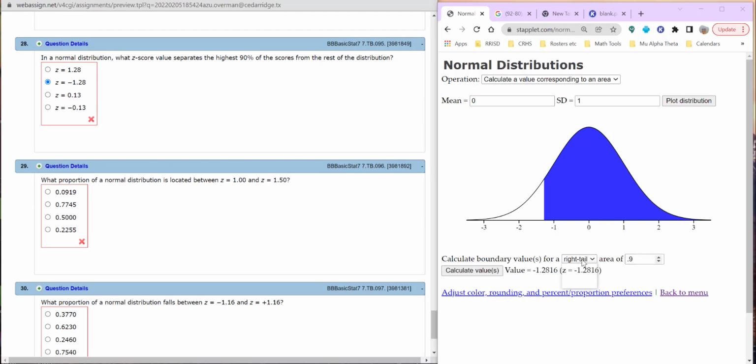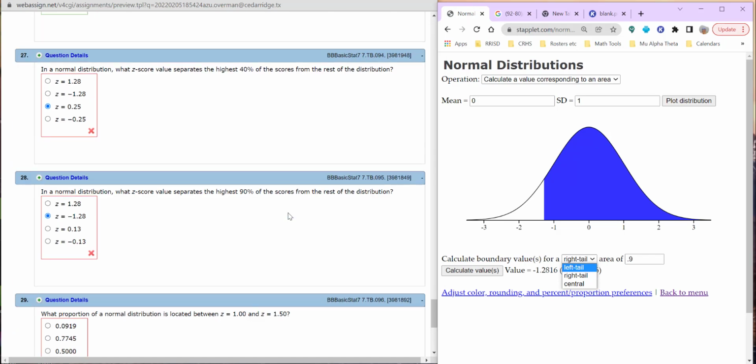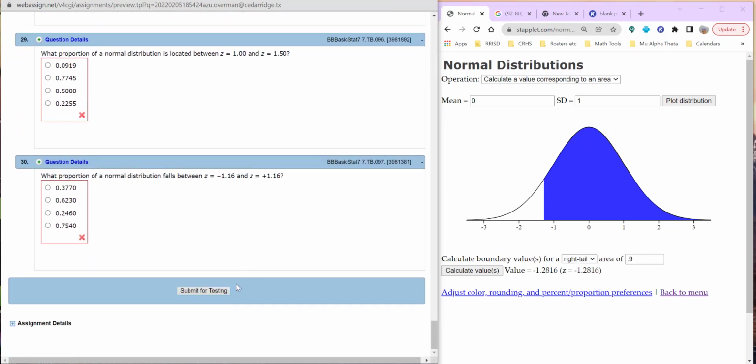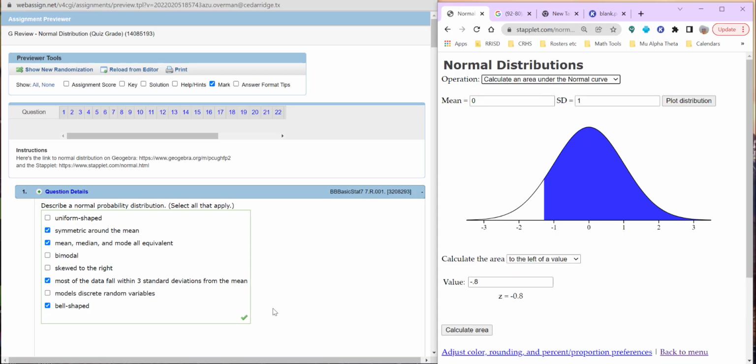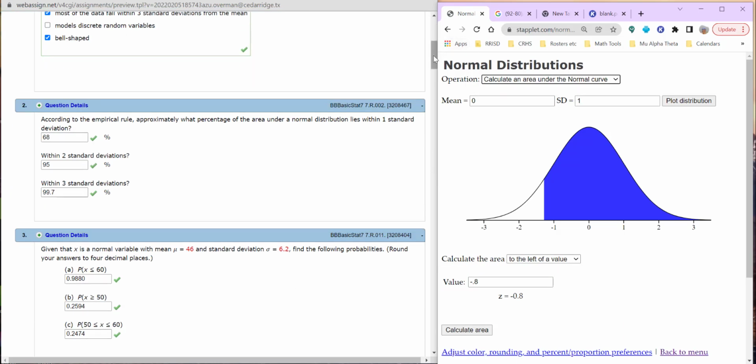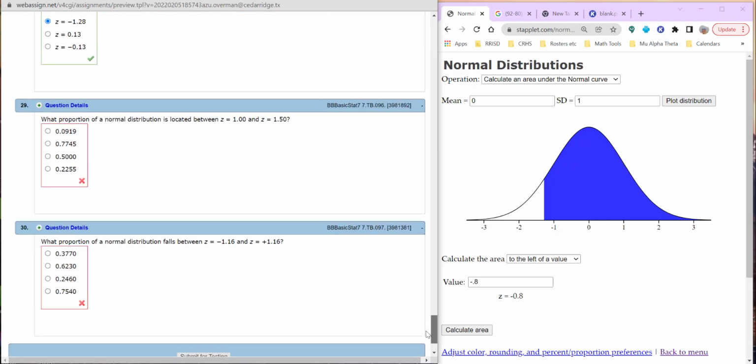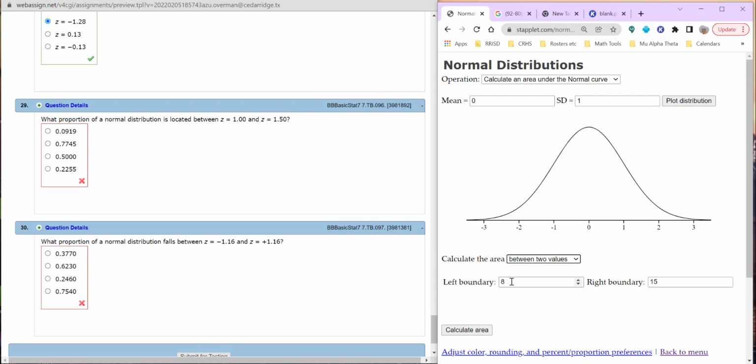What proportion is located between, oh, so now we want an area. So first of all, let's double check these because we were finding z's, and now we're back to areas. While it's doing that, I'll change this to area. Wait, I'm finding calculated area. And we're on the last two. What proportion is located between z equals 1 and 1.5? So we want between two values. 1, 1.5. Calculate area. And it looks like it's 0.0918.